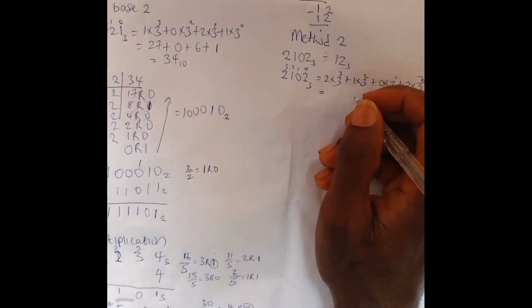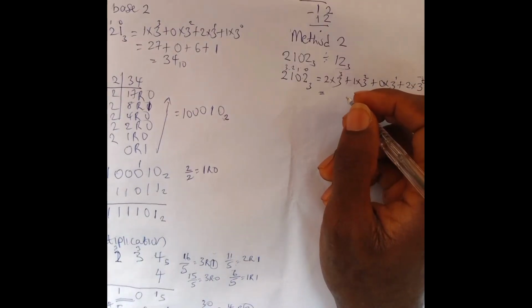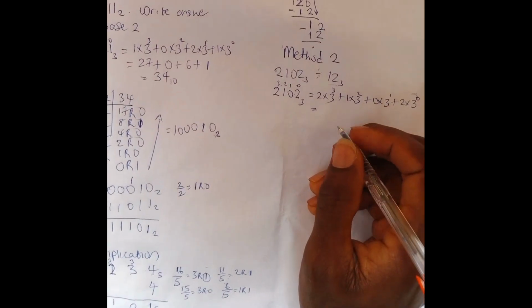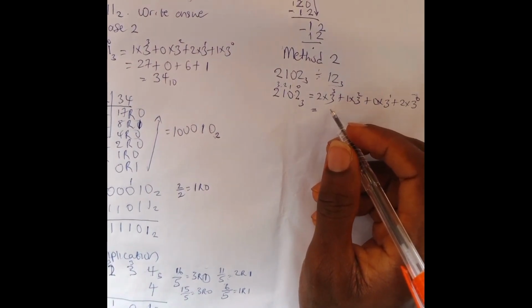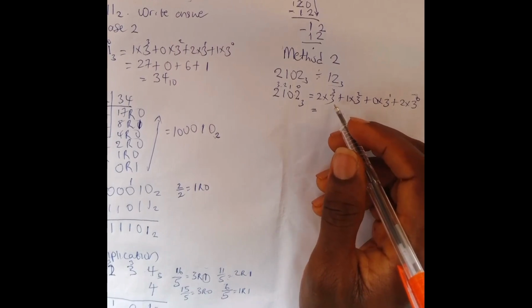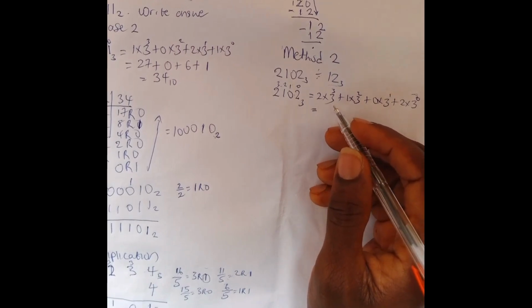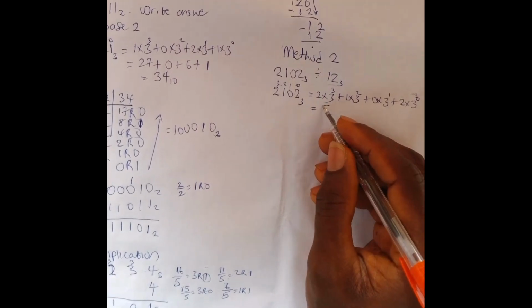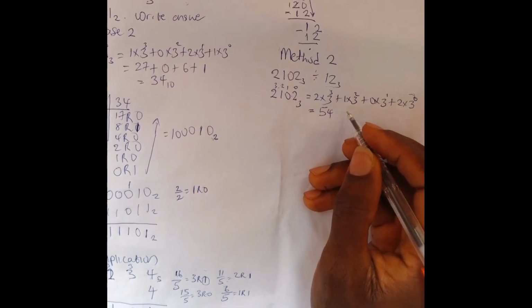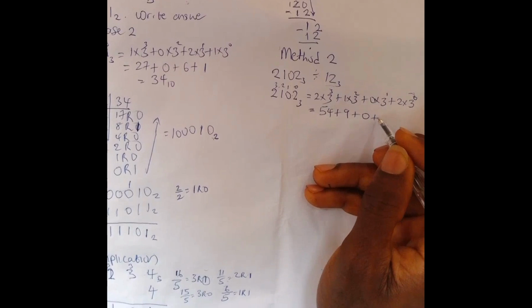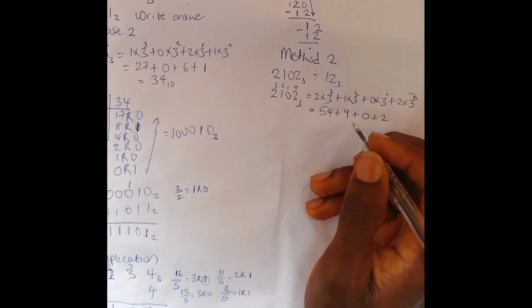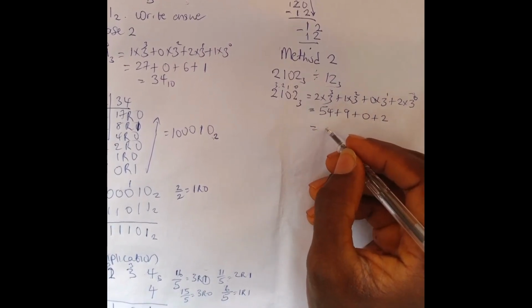3 raised to the power of 3 is 3 times 3 times 3. 3 times 3 is 9. 9 times 3 is 27. 27 times 2 is 54. 3 raised to the power of 2 is 3 times 3, 9. 9 times 1 is 9. This is 0. 3 raised to the power of 0 is 1. 1 times 2 is 2. Add all of them, you get 65. And let's do the one for 12.